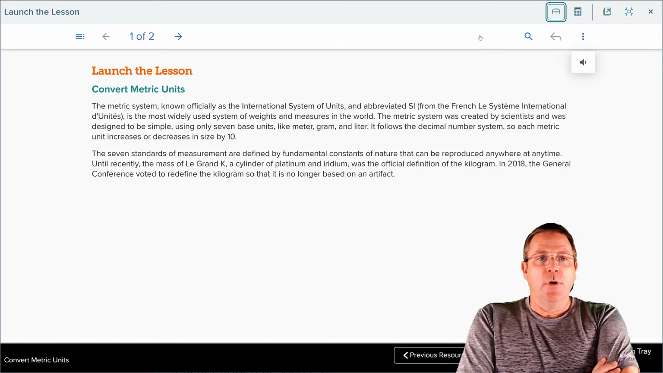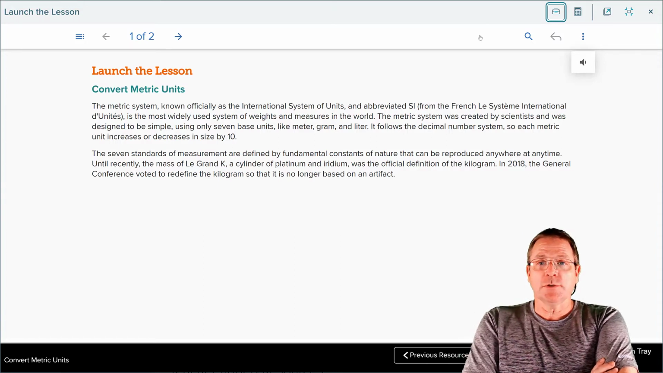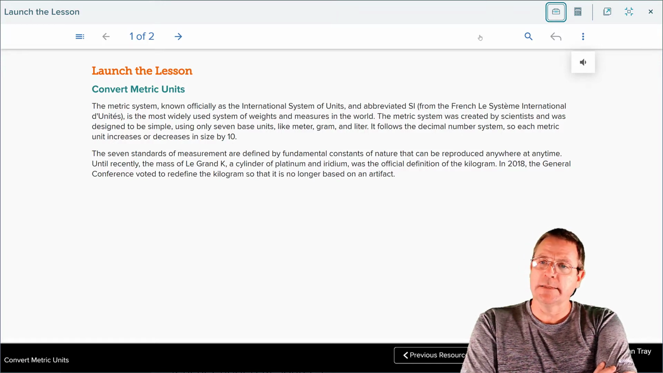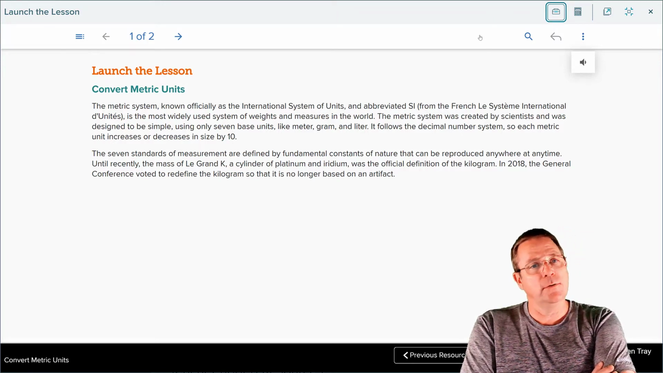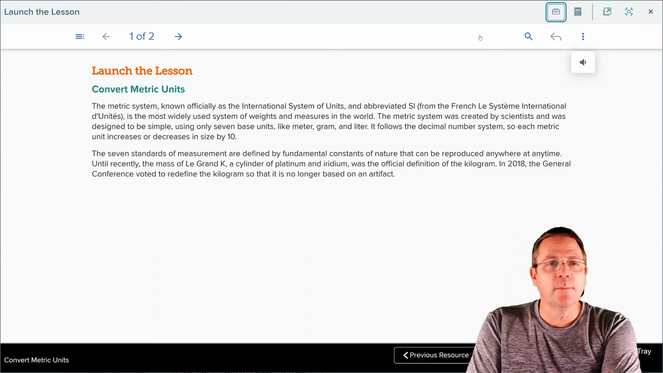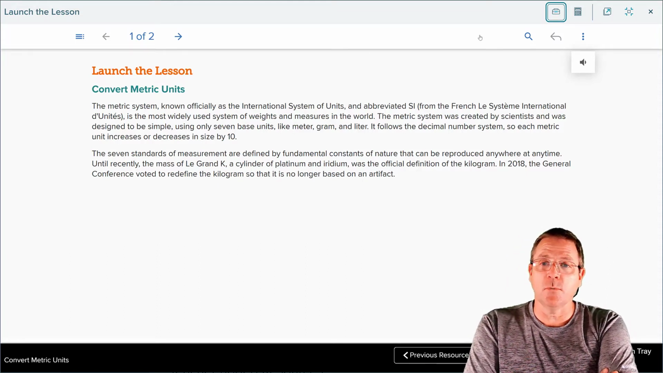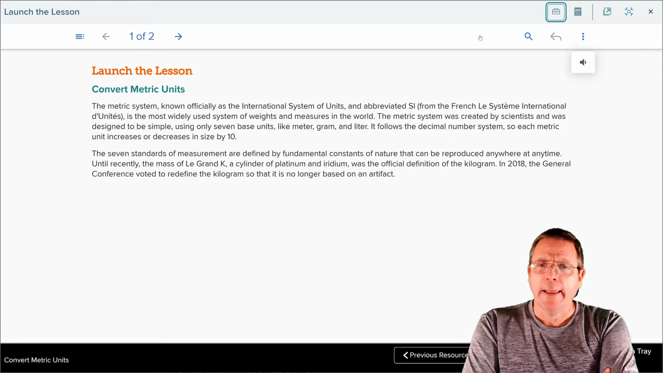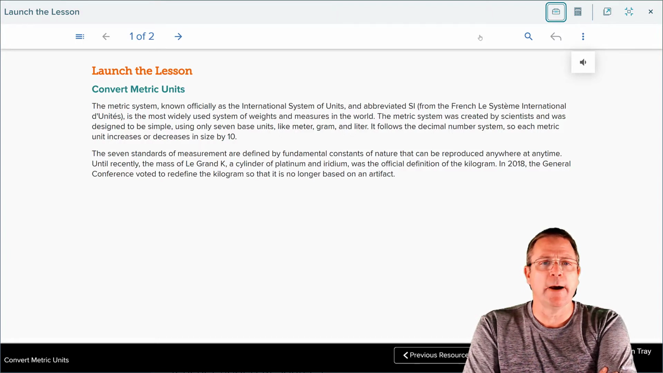The metric system, known officially as the International System of Units and abbreviated as SI from the French Le Système International des Unités, yeah, I don't speak French, is the most widely used system of weights and measures in the world. The metric system was created by scientists and was designed to be simple, unlike the American Standard System, using only 7 base units, like meter, gram, liter, and so on. It follows the decimal number system, so each metric unit increases or decreases by a size of 10. I would refer to that as a factor of 10.